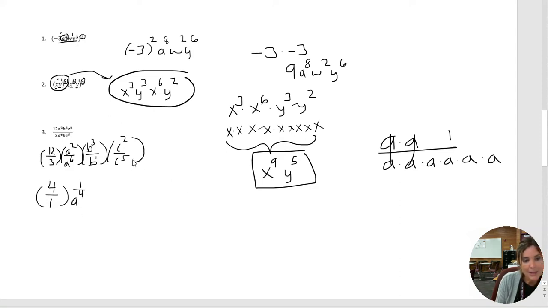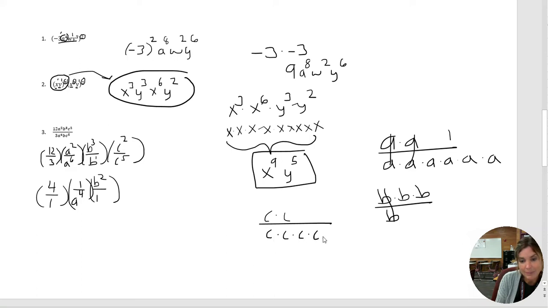Okay. And then we have a b to the 3rd over a b to the first. So this cancels to a 1, which leaves us with b to the second over 1. Okay. And then we have a c to the second over a c to the fifth. And that is going to be 1 over c to the third.